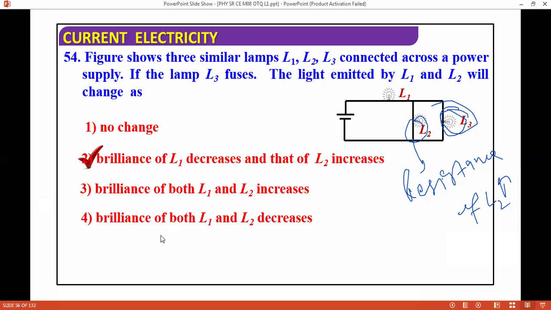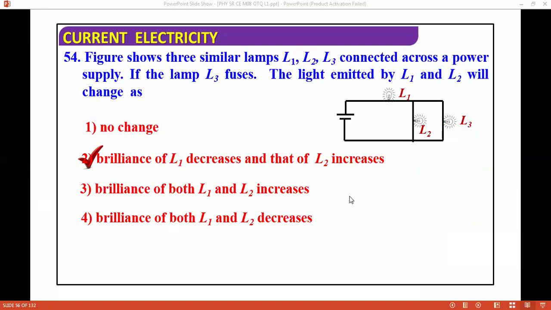Okay, so obviously, if L2 increases, the brilliance of L1 will decrease. So again, this is a good question. You can go on with the matrix of thinking. Next, we are moving to the next question. If you know, you know; if you don't know, you don't know.